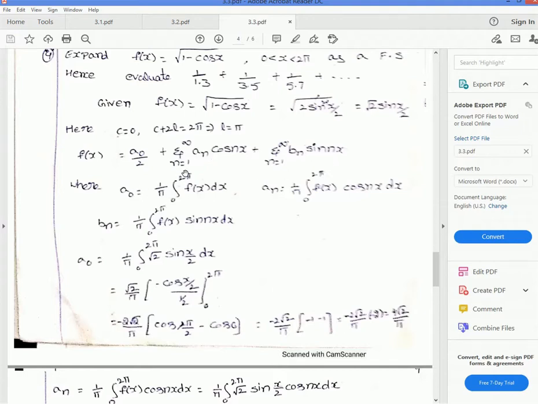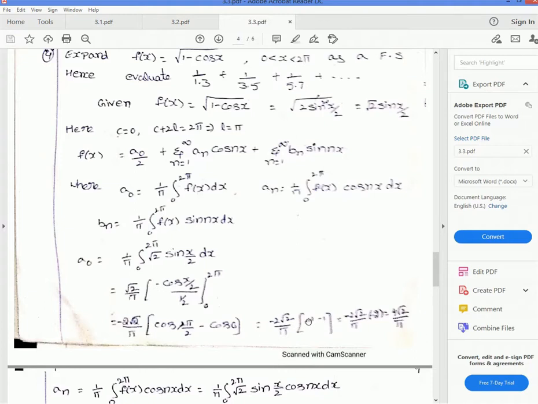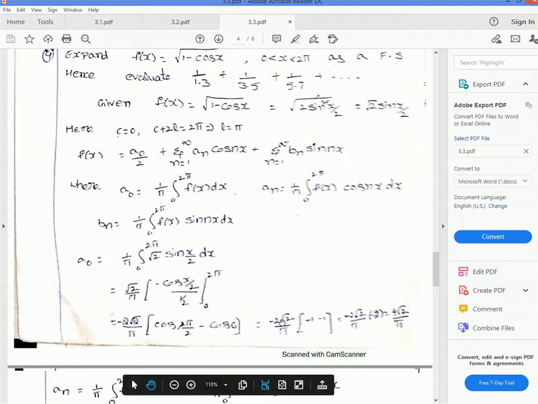a0 = (1/π) ∫ from 0 to 2π of f(x) dx. What is the f(x) value? √2 sin(x/2). The integration of sin(x/2) is -cos(x/2), and the derivative of x/2 is 1/2. Substitute the upper limit 2π and the lower limit 0. cos π is -1, and the lower limit gives 1, so -1 - 1 = -2, and -2 times -2 gives a0 = 4√2/π.